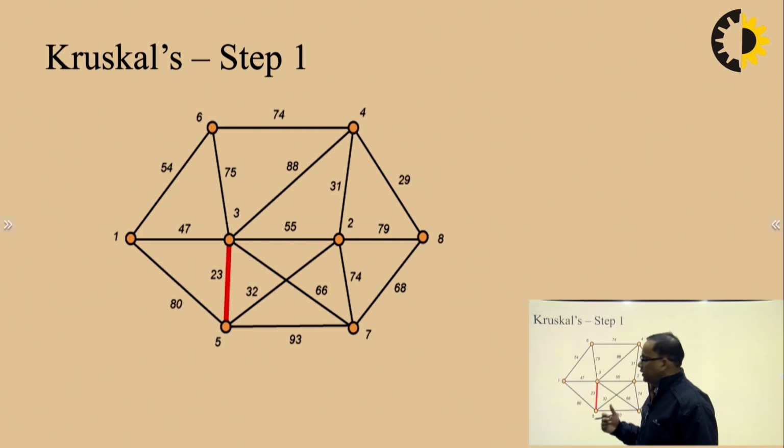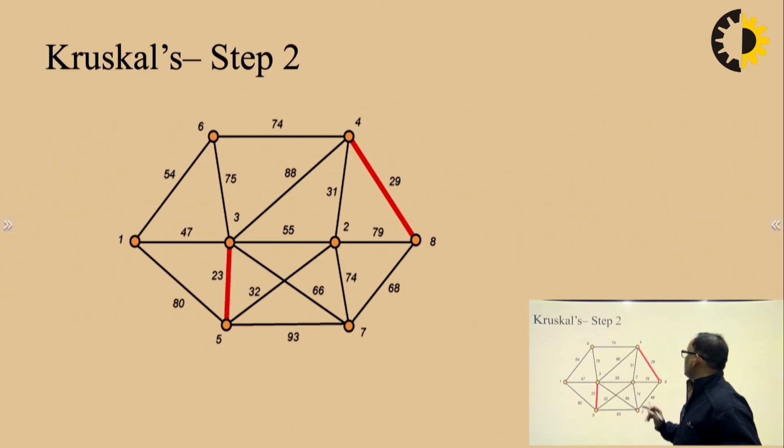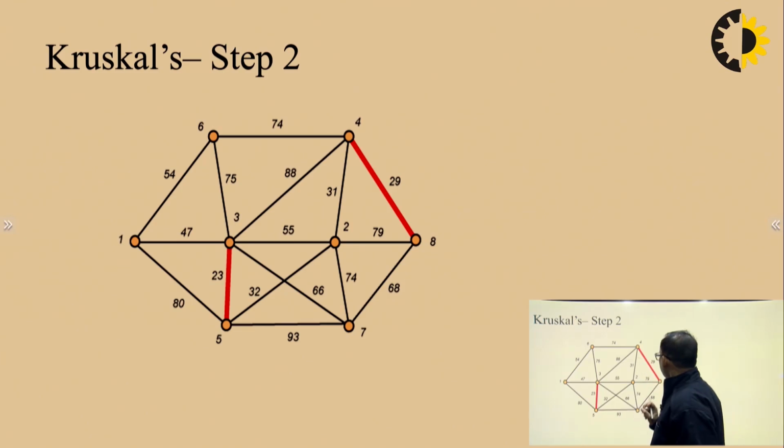Now, after this, we consider the minimum edge among the remaining edges. That is the edge which connects node 4 and node 8, and the weight of that edge is 29. So this edge will be included in the minimum spanning tree. The edges whose color is red will be included in the minimum spanning tree.